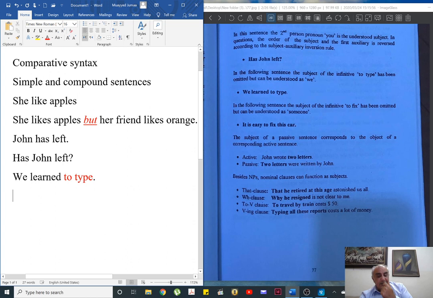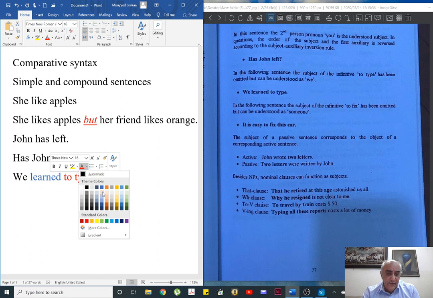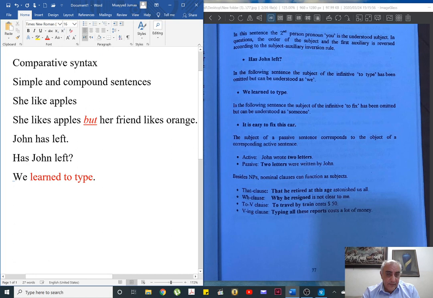And in English, since we have a verb, we should have a subject. Now, this is the verb. Where is the subject of this verb? The subject of the verb learn is we. Here we have another verb, which is type, but here the verb is called infinitive. Why infinitive? Because we have to plus the base form. So here, in the deep structure, we have: we learned we to type. But of course, the we here is omitted. In the following sentence, the subject of infinitive to fix has been omitted as well.